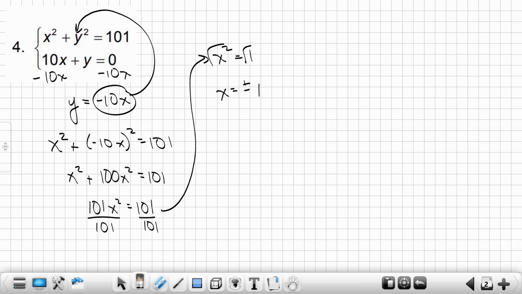Quit missing the other half of the answer. Yes, that's what I got wrong. I know that's my problem. Okay, so now I need the other. So x equals 1 and x equals negative 1.